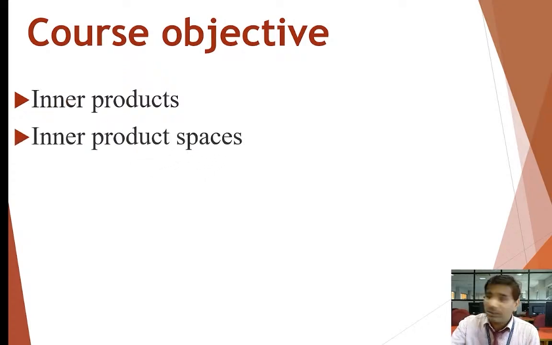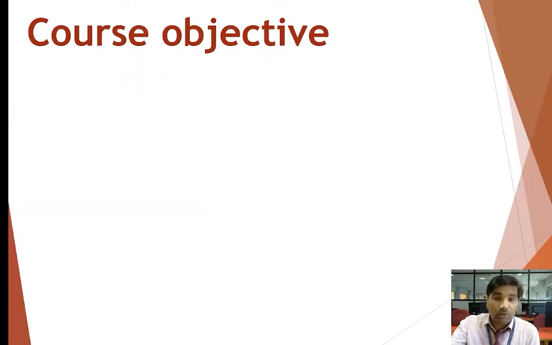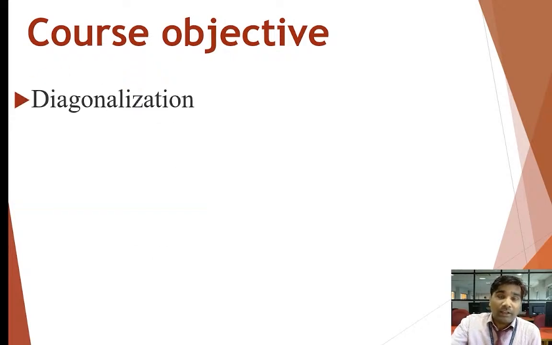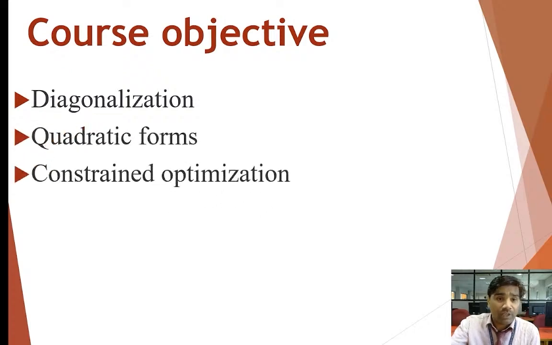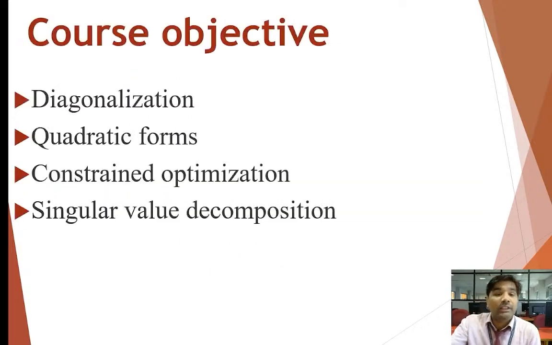So next, inner product spaces, those distances, the spaces we will be defining, and that will be applying the definition of the vector spaces. The next, orthogonal sets and the projections, then QR factorization, all these things we will be studying. Next, we will be studying diagonalization, quadratic forms, constrained optimization, singular value decomposition. So this is all about the syllabus or the objective that we are going to cover in the linear algebra course, which will be floated for the 6th semester of BE, right?